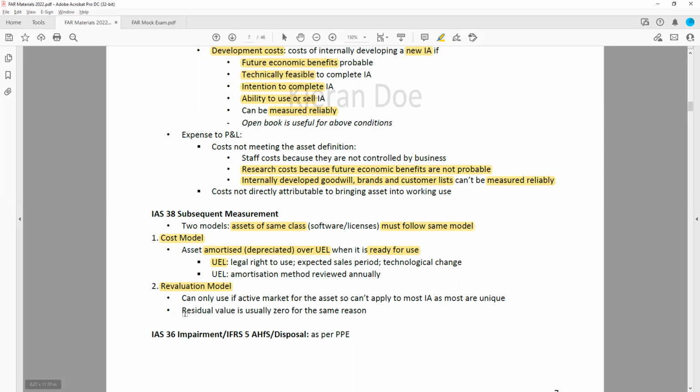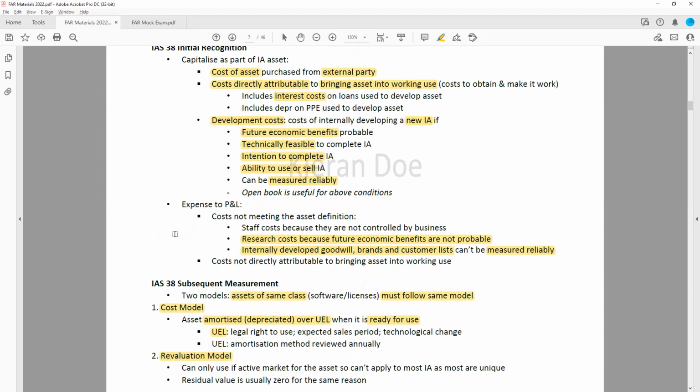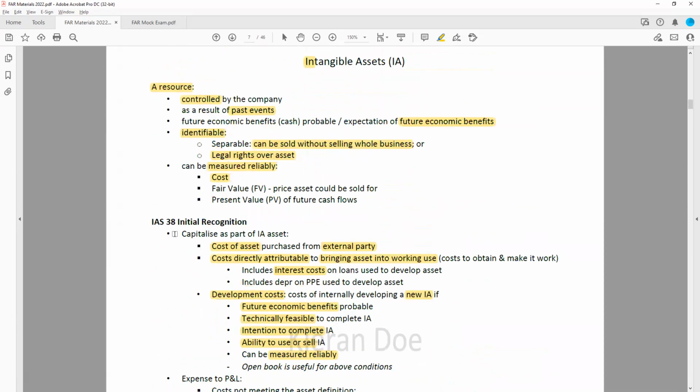It's unlikely that there'd be a residual value for an intangible asset because they're so unique. So if you think about the residual amount for a piece of plant, or possibly even for a building, that's quite a generic product. So lots of other businesses can use it. It's probably lots of other companies who use the same plant. And obviously lots of businesses use properties. Whereas with intangibles, they're quite unique by their nature.